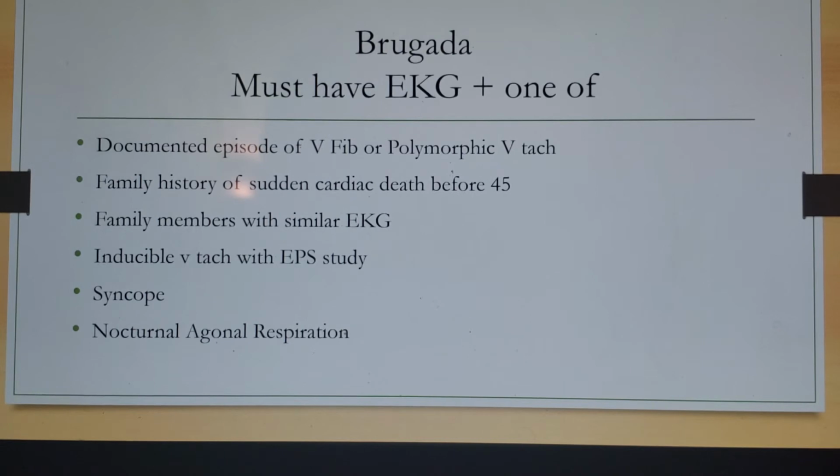So in order to be called Brugada, it must have EKG changes and then one of these things here. So documented episode of VFib or VTAC, family history of sudden cardiac death before 45, family members with similar EKGs, inducible VTAC with an EPS study, you're probably not going to get that history, syncope, or nocturnal agonal respirations. So when they sleep, have weird breathing basically.